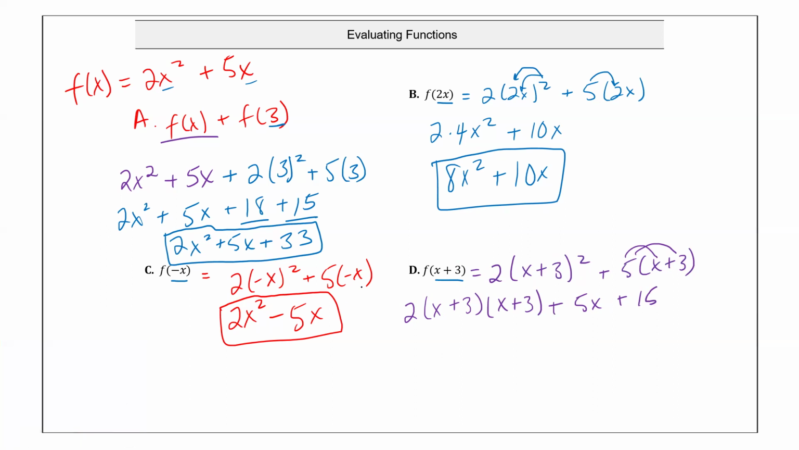And we have to do what? FOIL. First, outside, inside, last. All right, so we're going to FOIL. I'm going to hold my 2 out to the end. So your first, x times x, is x squared. I'll distribute the 2 at the end. X times 3 is 3x. That's my outside. Inside, 3 times x is 3x. And 3 times 3 is my last, which is 9.